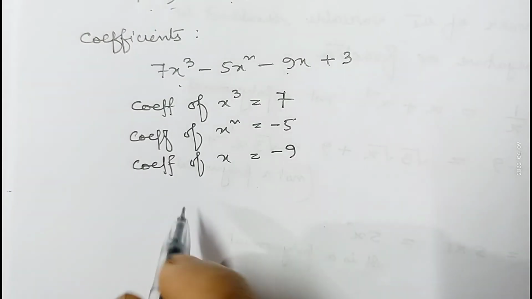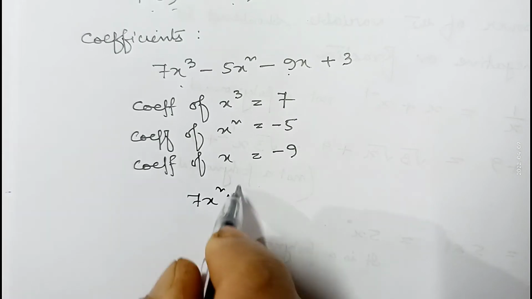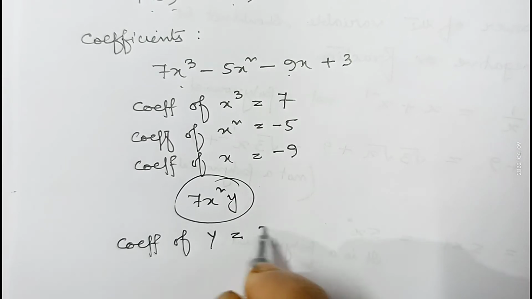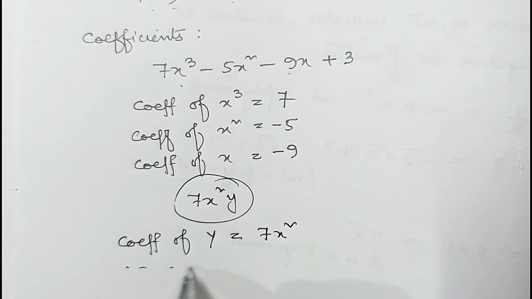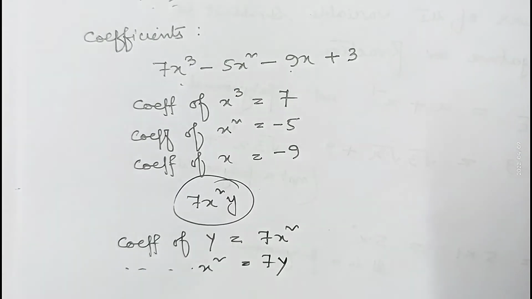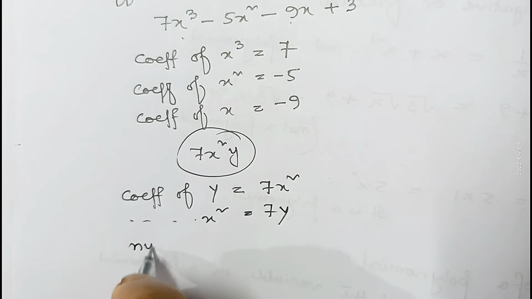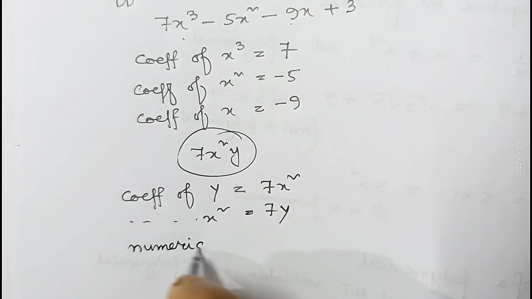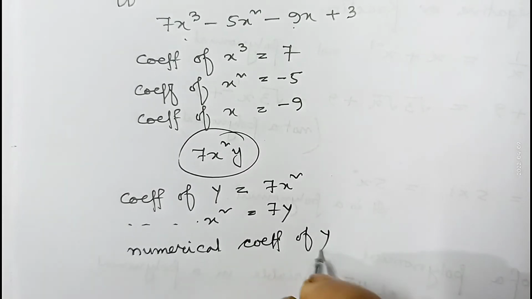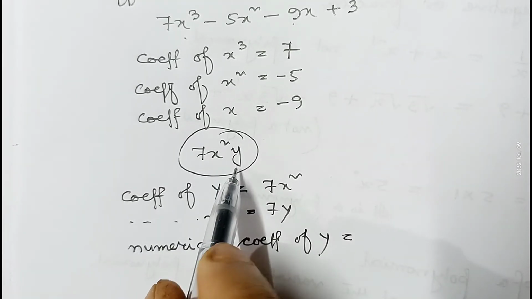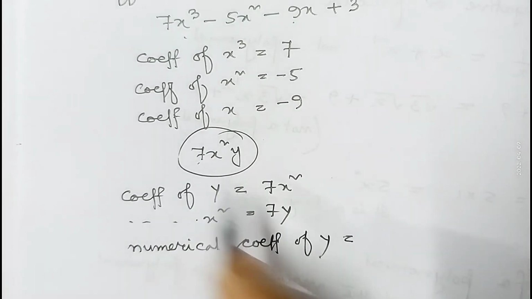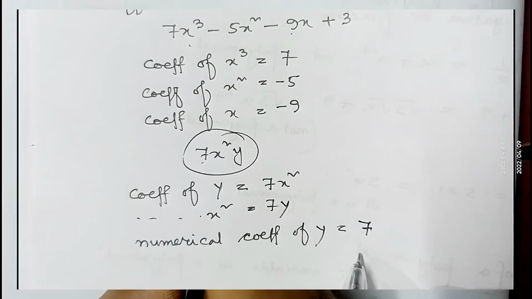If I write one expression like 7x squared y, in this case, the coefficient of y will be 7x squared. Coefficient of x squared will be 7y. And if numerical coefficient is asked, suppose numerical coefficient of y, if I say coefficient, it will be 7x squared. Since I have used the term numerical, then we have to consider only the number, that is 7.